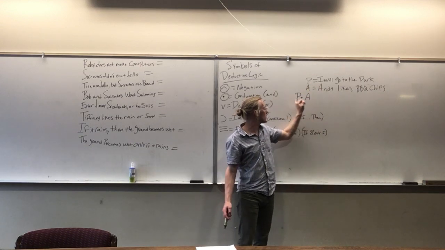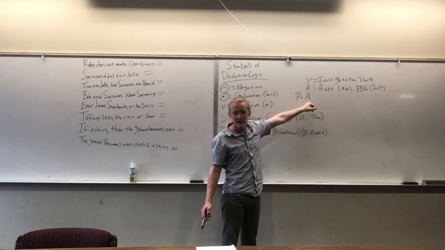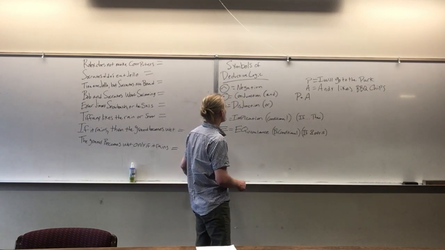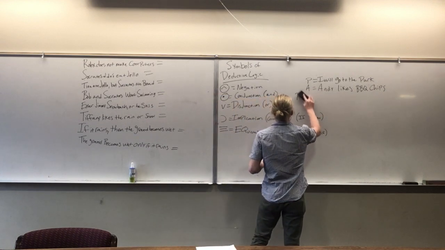So P means I'll go to the park. So I'll go to the park and Andy will go to the park. That's our symbolization for conjunction. Okay?